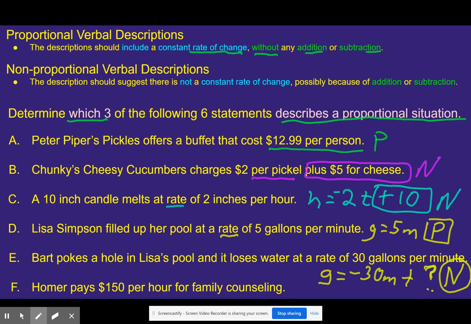Finally, Homer, with his kids, has to pay $150 per hour for family counseling. What do you think, proportional or non-proportional? There's nothing in this scenario that shows that we have any addition or subtraction. So what we're going to end up doing is calling this proportional.